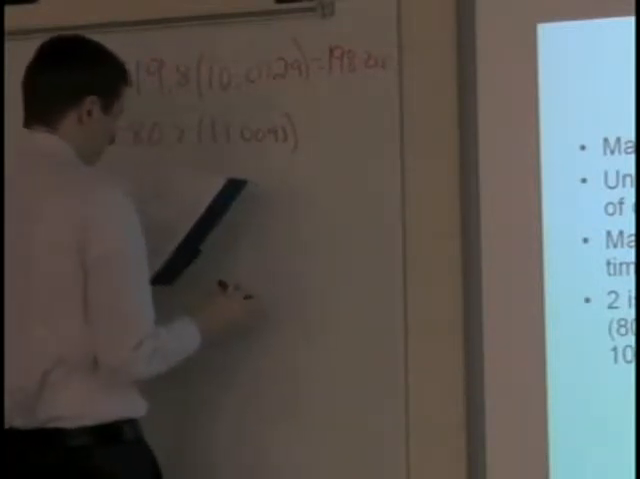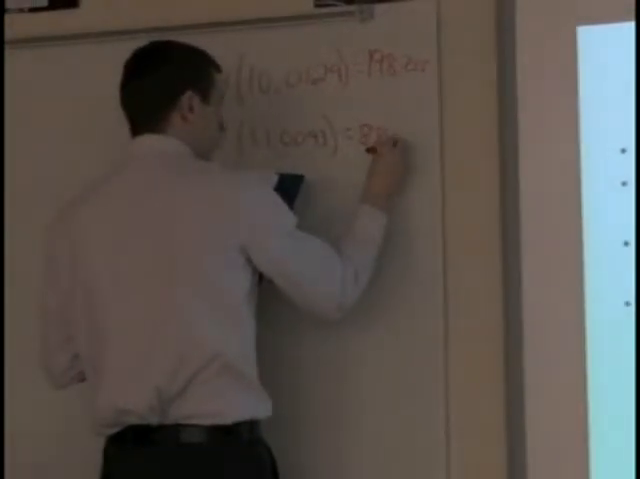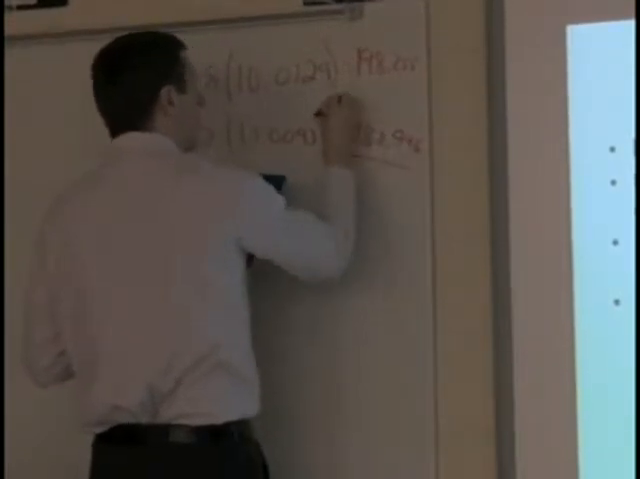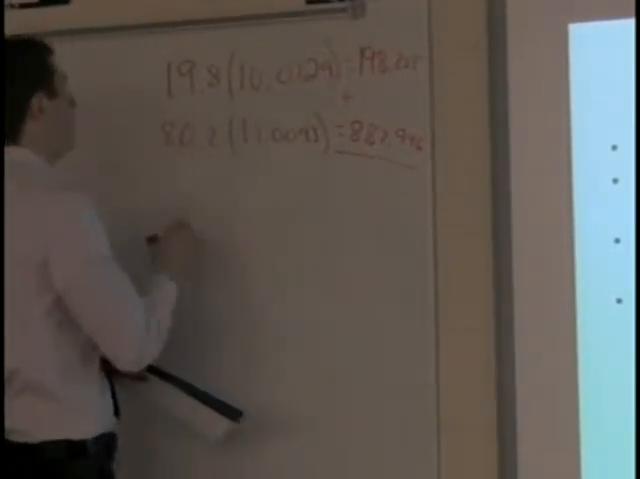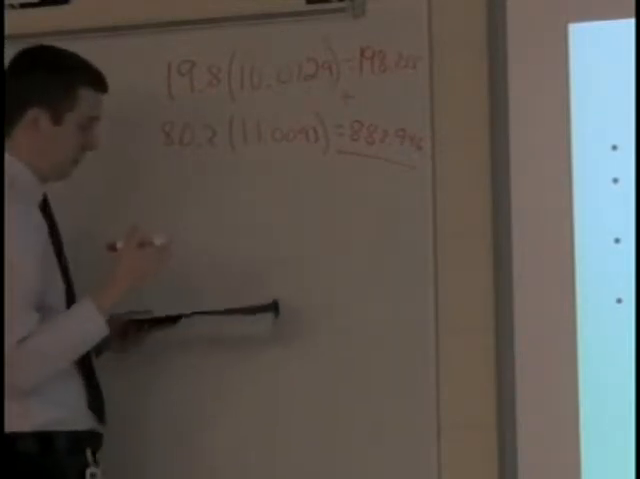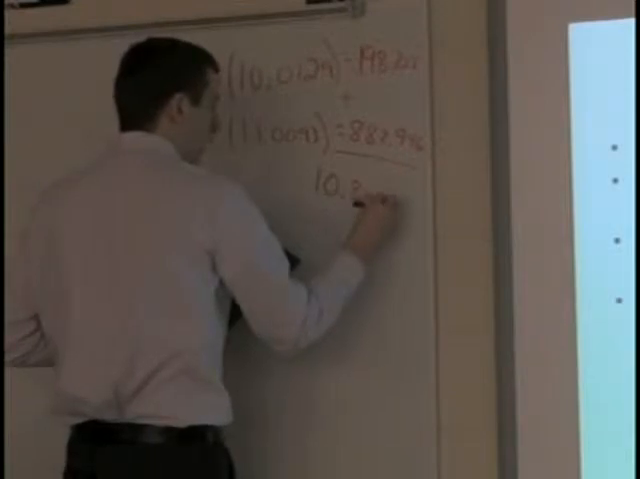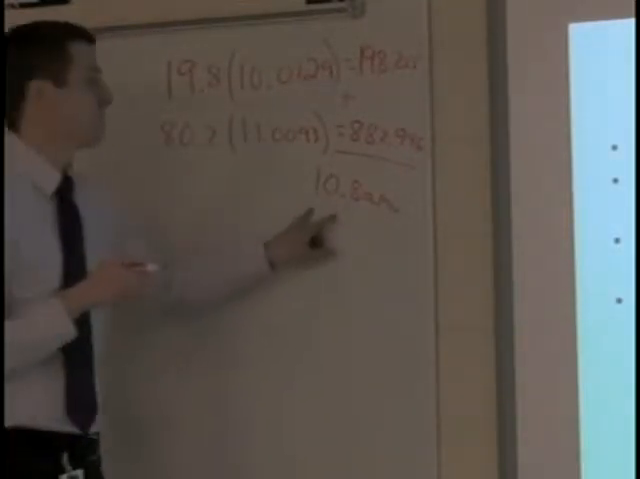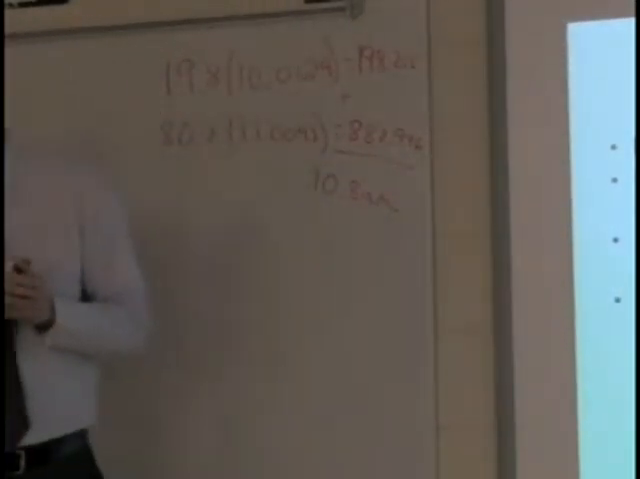When I do that, I end up getting 198.255 and 882.946. If you add these two values, divide by 100 to undo the fact that this was a percentage and not a decimal, you would end up with 10.8 AMU as your answer. I stick with 3 digits because both percentages were given 3 sig digs as well.